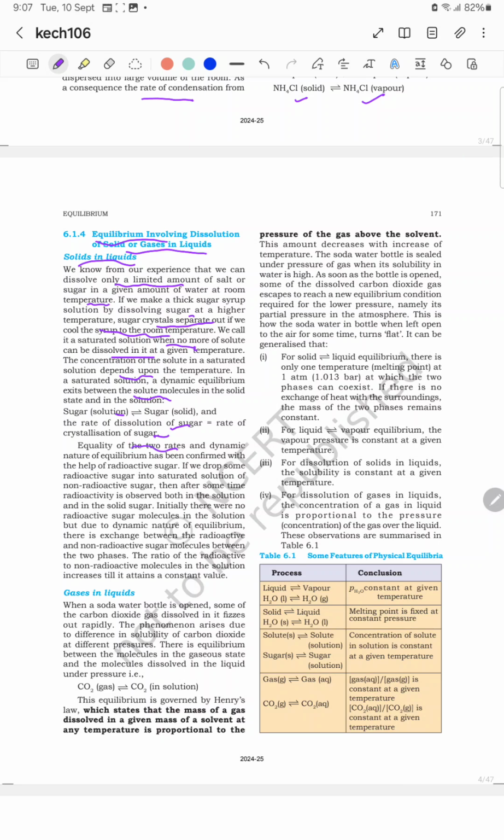Equality of the two rates and the dynamic nature of equilibrium has been confirmed with the help of radioactive sugar. If we drop some radioactive sugar into a saturated solution of non-radioactive sugar, then after some time radioactivity is observed both in the solution and in the solid sugar. Initially there were no radioactive sugar molecules in the solution, but due to the dynamic nature of equilibrium there is exchange between the radioactive and non-radioactive sugar molecules between the two phases.